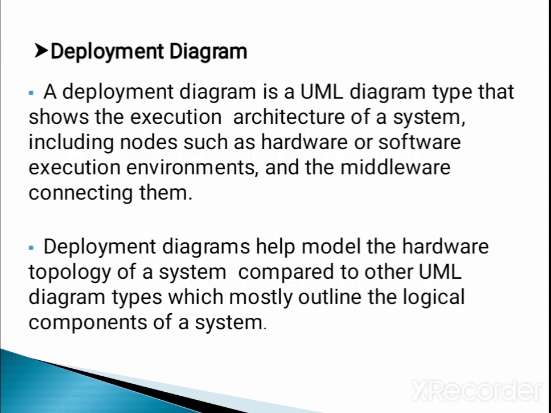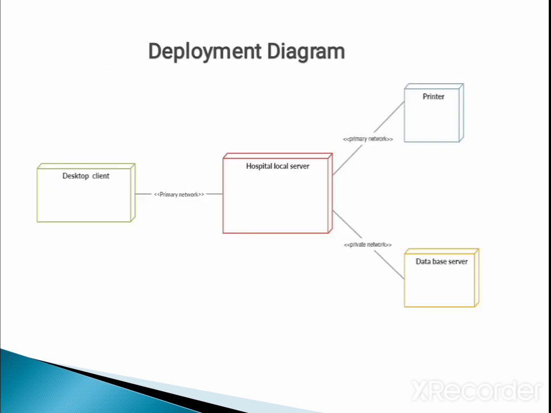Deployment diagram. Deployment diagram shows the execution architecture of a system and helps to model the hardware topology. Here is an example for deployment diagram. It represents the hardware topology of the system. In this diagram, the connection is clearly shown.